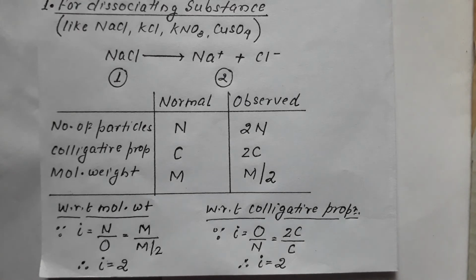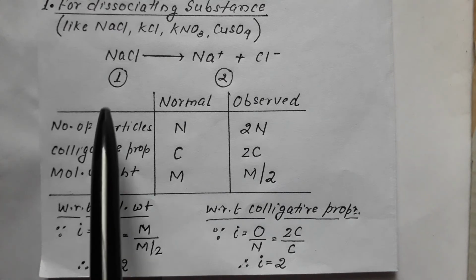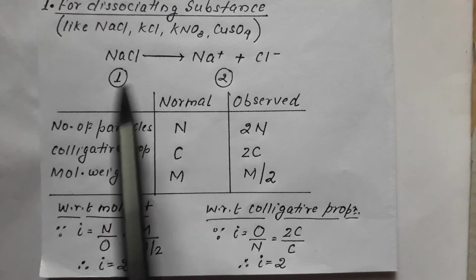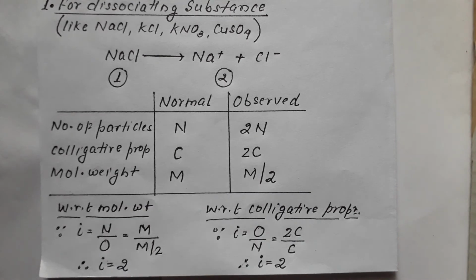In fact, for a substance which dissociates, the value of i is always equal to the number of ions it provides on ionization. Very important. NaCl ionizes to give 2 ions. Since NaCl ionizes to give 2 ions, therefore the value of i will be 2, may it be with respect to molecular weight or colligative property.